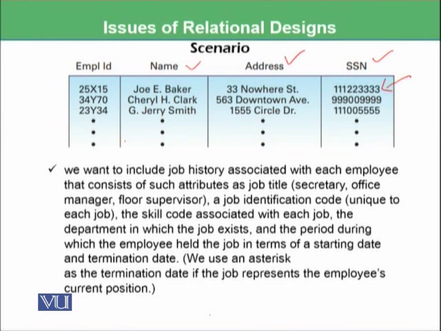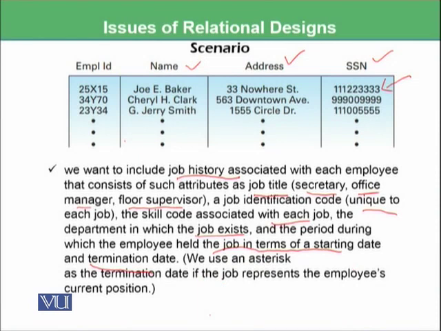However, now we want to include the job history of each employee, associated with each employee, that consists of such attributes as job title, secretary, office manager, floor supervisor, a job identification code unique to each job, the skill code associated with each job, the department in which the job exists, and the period during which the employee held the job in terms of a starting date and termination date. And we use an asterisk as the termination date if the job represents the employee's current position.